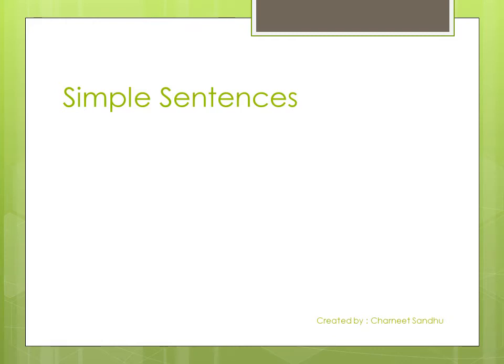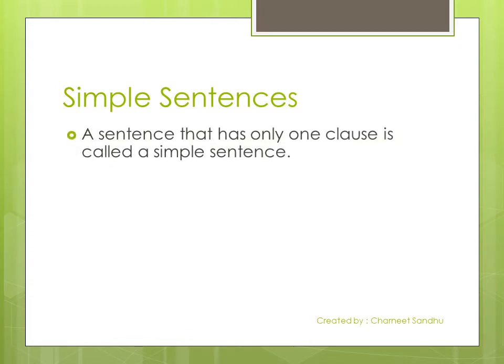First is the simple sentence. A sentence that has only one clause is called a simple sentence. A simple sentence is also known as a clausal sentence. It may have a modifier besides a subject, a verb, and an object. Though it is simple, sometimes it can have compound verbs and compound subjects. Let us look at a few examples.